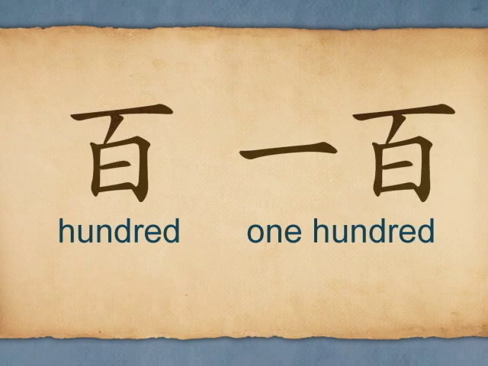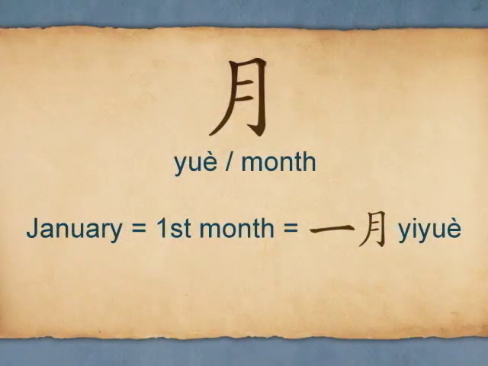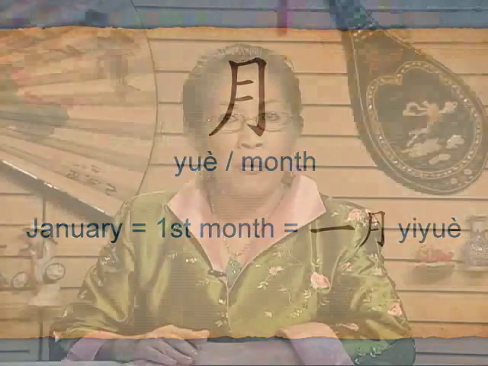百 is 100. What about 100? 一百 is 100. Do the months in a Chinese calendar have names like April or July? No, they don't. Then, how can you tell which month it is? Yes, by the number of the month. The month numbers correspond to the Western calendar. January is 1, 一月. February is 2, 二月, and so on. Add the word month after the number. Then you have the name of the month. Easy.